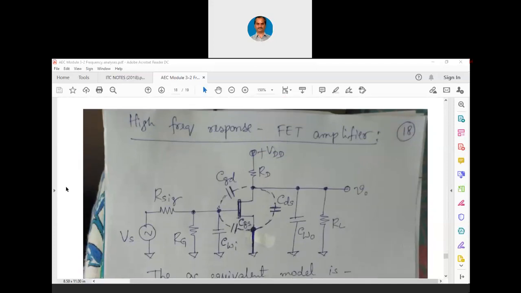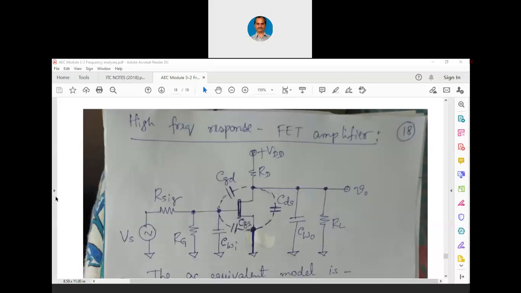Now, let us have the exercise or the analysis for FET amplifier. Later on, let us have an exercise. High frequency response of FET amplifier now. You can see this FET also will have gate to drain, gate to source, drain to source capacitances, and it will also have input wiring capacitance, output wiring capacitance.